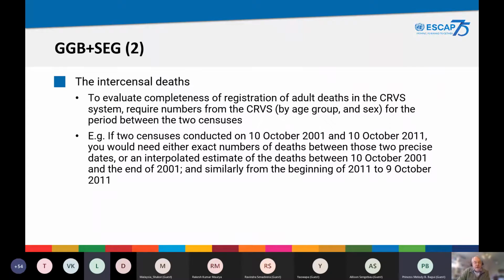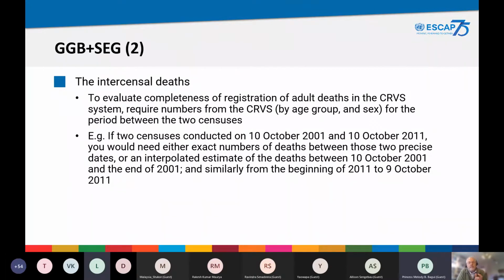Or alternatively, if all you have in your CRVS system is the year in which those events occurred, you would then have to interpolate or prorate the deaths for 2001. Take whatever total of deaths you have for 2001, and say what proportion of those deaths, on the assumption that deaths occurred equally over the year, are likely to have occurred between the 10th of October 2001 and the end of that year. That's the portion of deaths which are in the intercensal period in 2001.